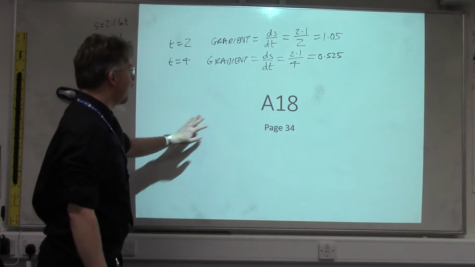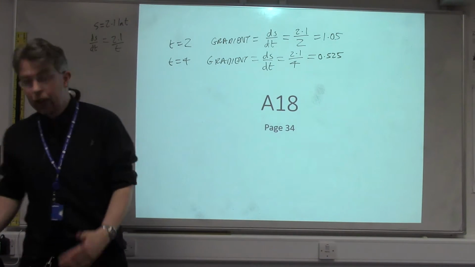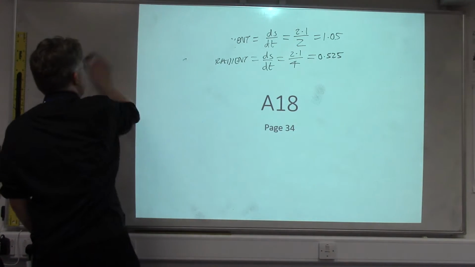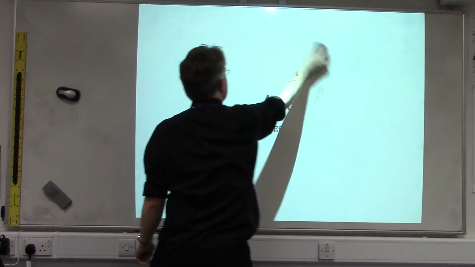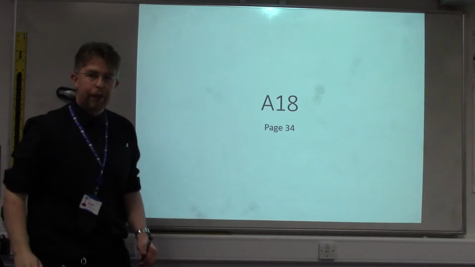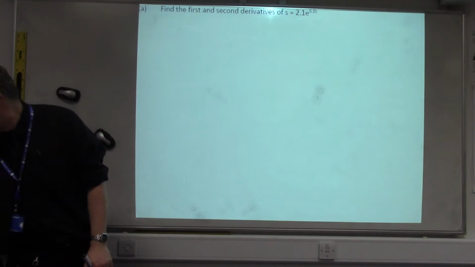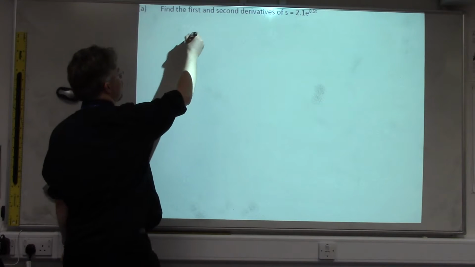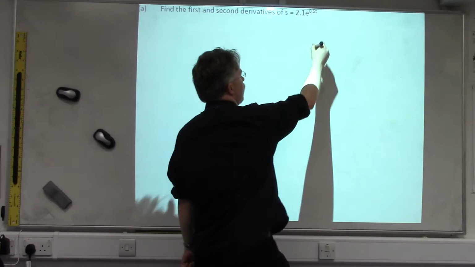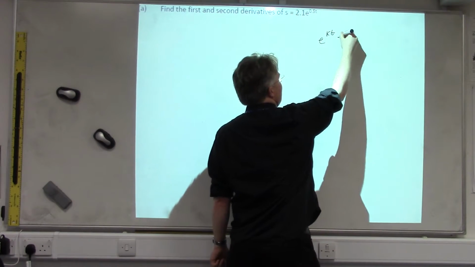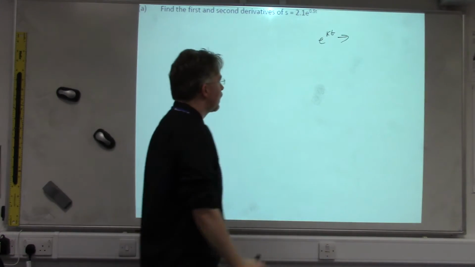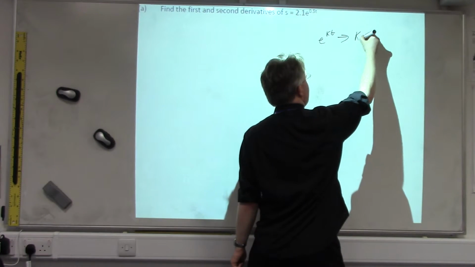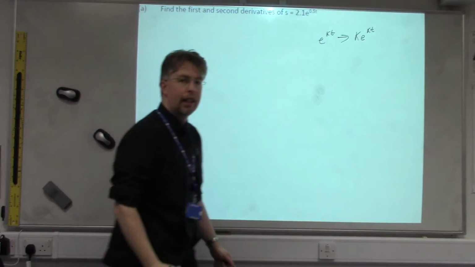Then A18 on page 34 is very similar. No turning points, just another function to apply rules to. On page 34 of the examples booklet, this time the formula is 2.1 e to the 0.5t. When you're differentiating e to the kt, the k, the number in front of the t, goes to the front by multiplying. So k e to the kt.